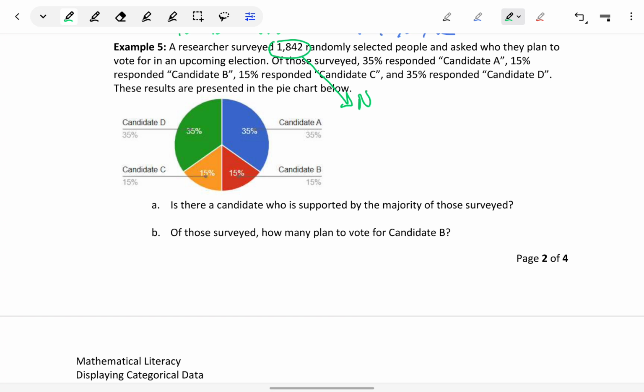And then we're given the specific breakdown of what percent of people selected each candidate, and then we have that information represented in the pie chart. In part A, we're asked, is there a candidate who is supported by the majority of those surveyed? In this case, we would have to say no, because all of the resulting percentages are less than 50%. And what we would need is one percentage to be greater than 50% to represent that a majority of people prefer that candidate.